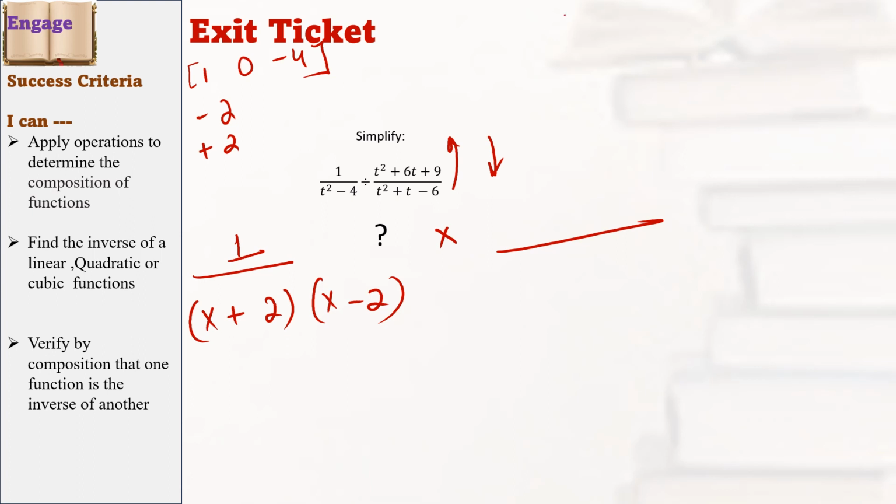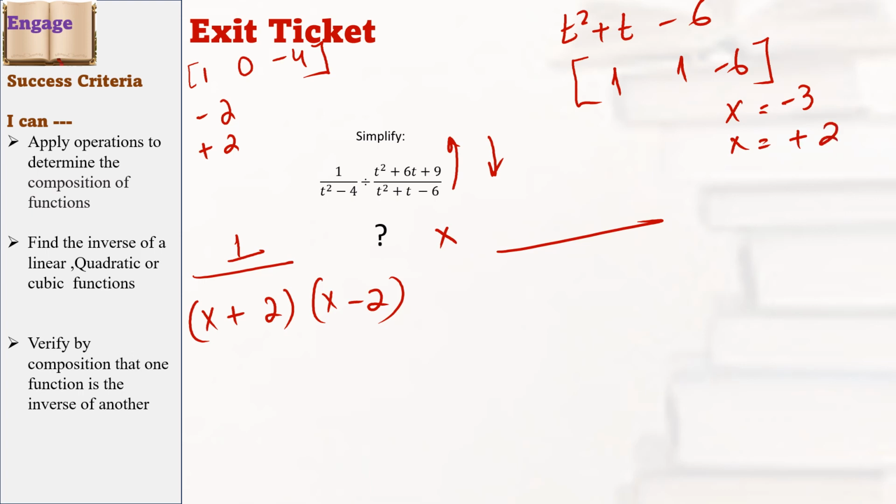So for t square plus t minus 6, I am going to write in the calculator at the place of factorization 1, 1 and negative 6. I will get two answers. One will be negative 3 and one will be positive 2. While making the factor, I write the x and I change the sign, minus 3 to plus 3 and plus 2 to minus 2.